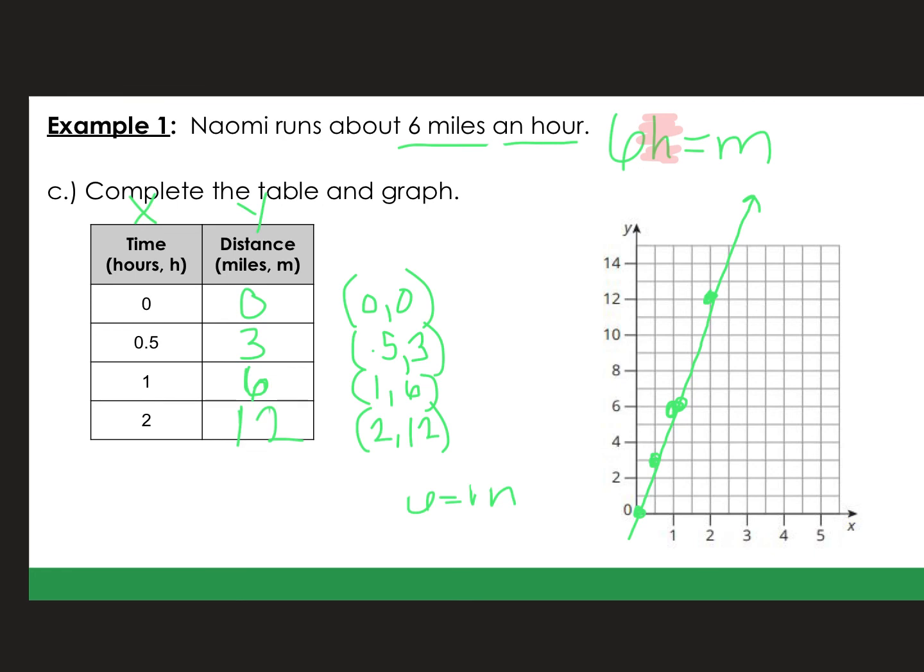So we can predict at, let's say, 1.5, just a little bit of extra here. So we're going to go up 1.5. I'm going to go up, and I could see it's going to be right there on the graph. So wherever it touches on the graph is how many miles she ran.